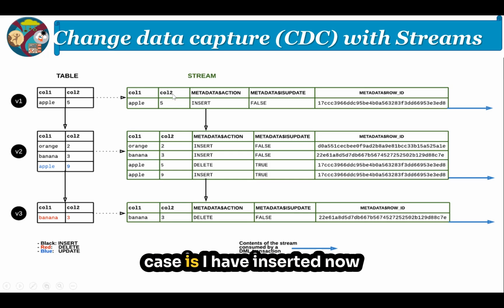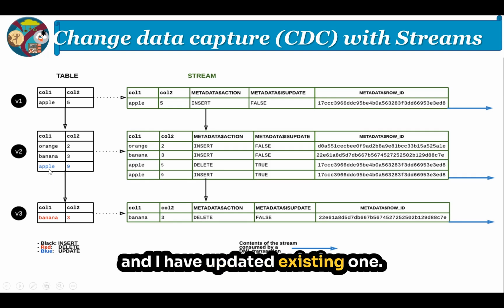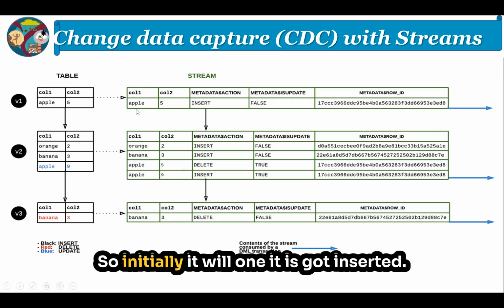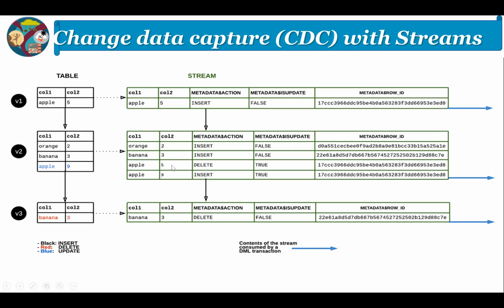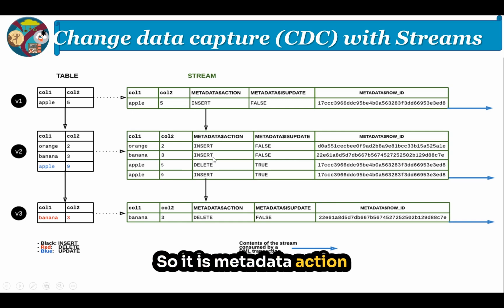Now this first case is where I have inserted. Now coming to the second case, I have inserted two more fruits and I have updated an existing one. Now let's see how the stream is going to capture the changes. Initially Apple got inserted, right? Now orange and banana are new inserts. So the metadata action is showing as insert, and is update is false, and this is a unique ID.